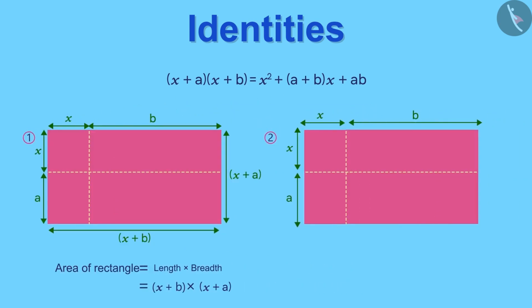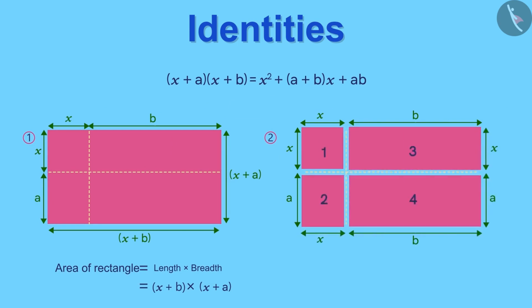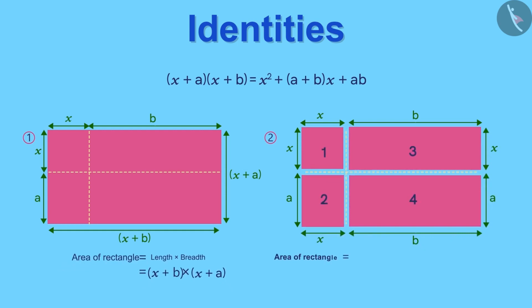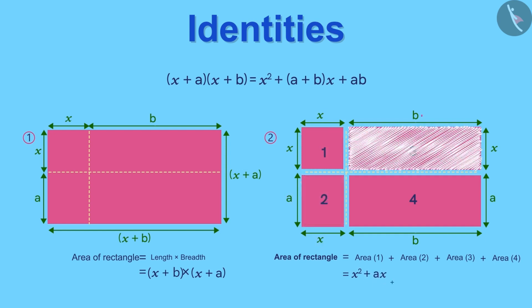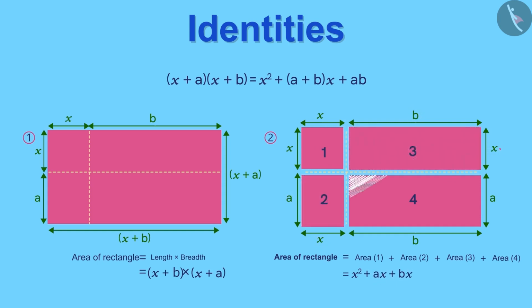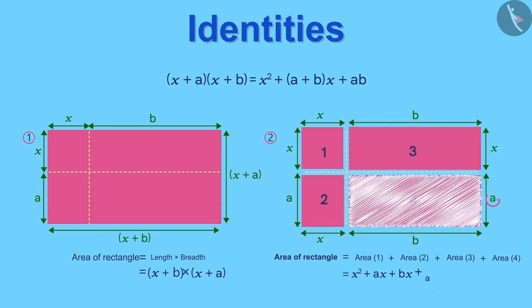As you can see, this rectangle is made up of 4 parts. So the area of this rectangle is equal to the sum of the areas of these 4 parts. Area of the first part is equal to x times x, which is equal to x square. Similarly, area of the second part will be a times x, area of the third part will be b times x, and area of the fourth part will be a times b.